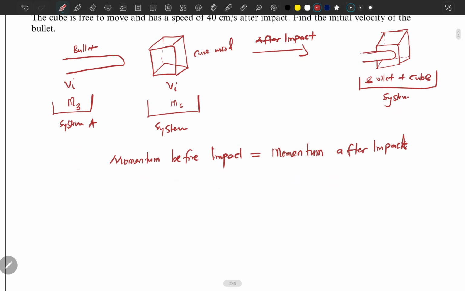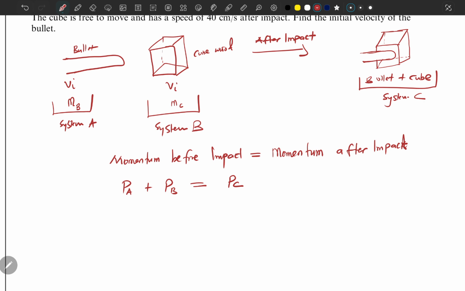Momentum before impact is the sum of system A and system B. So there's the momentum for system A plus the momentum for system B, being equal to the momentum of this system, let's call it system C. Remember that system C is a combination of the bullet and the cube because now they have stuck together.